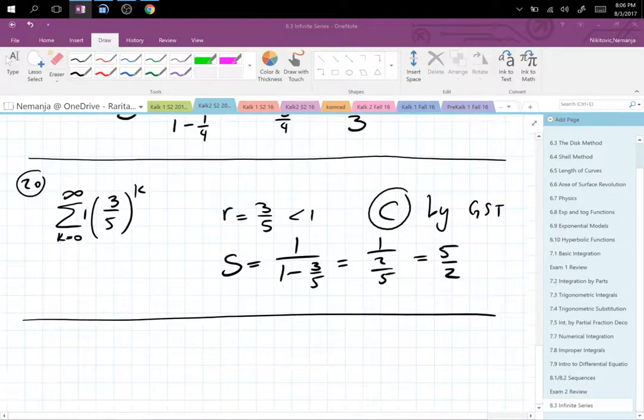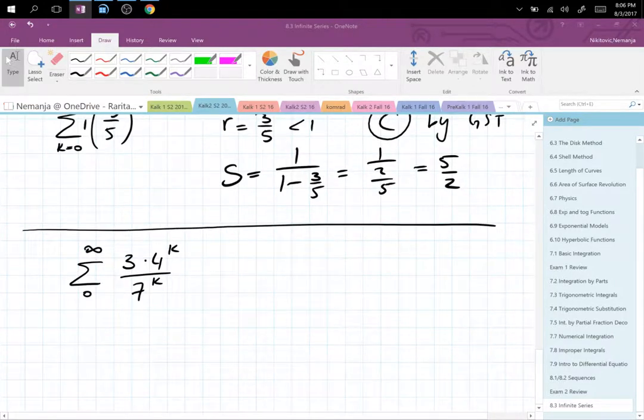And then algebra starts sneaking in with the problem that looks like, let's see, algebra sneaks in just a tiny bit. So here is the problem. This is a modified problem. It says 3 times 4 to the k over 7 to the k, from 0 to infinity. So that's a modified problem. And now we have to actually use a bit of algebra to solve this.